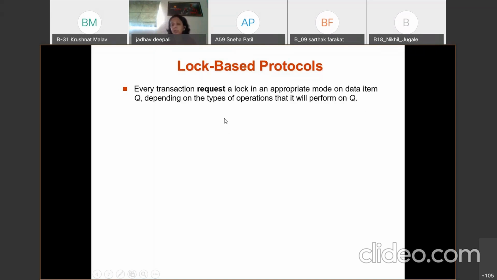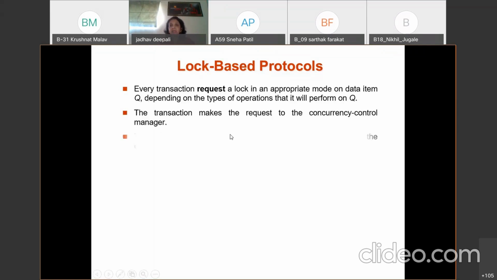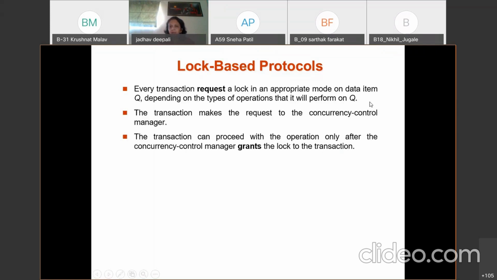Now, to whom does it make a request? It makes a request to the concurrency control manager. So the transaction makes the request to the concurrency control manager. The concurrency control manager checks whether the data item is free. If it is free, only then the concurrency control manager grants this lock to the transaction. Okay? Then only the transaction can proceed with its operation. So for that, first the concurrency control manager must grant the lock to the transaction.